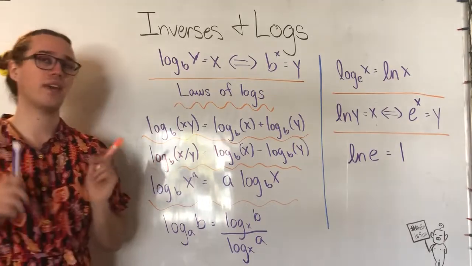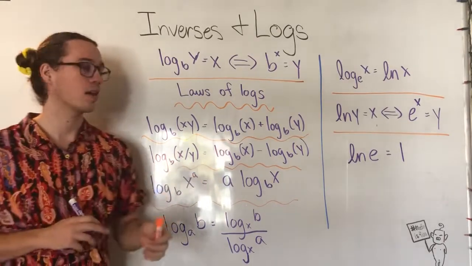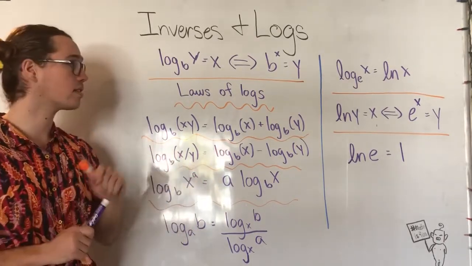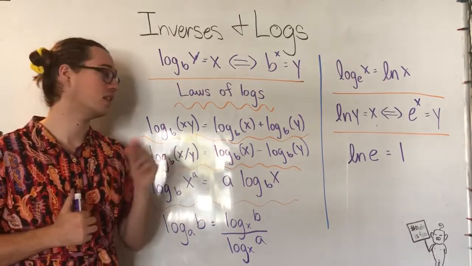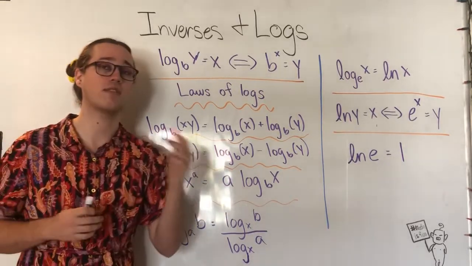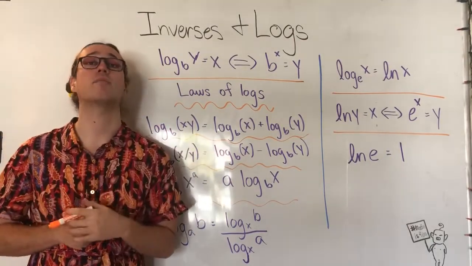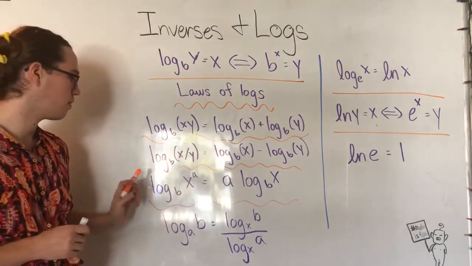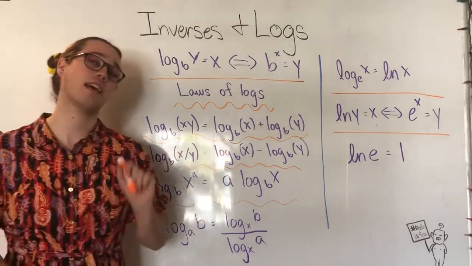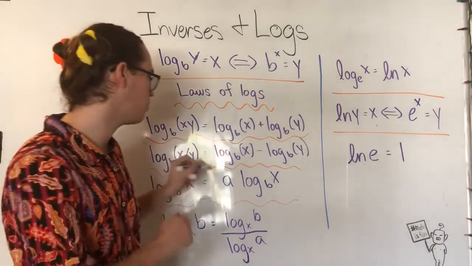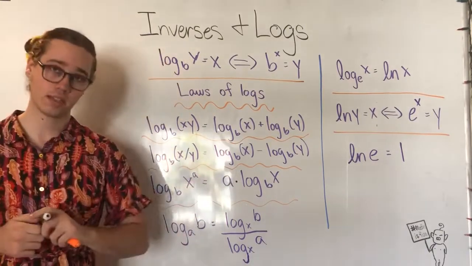Log base b of x times y is actually equal to log base b of x plus log base b of y. Log base b of x divided by y is log base b of x minus log base b of y. We then have log base b of x to the a power. That is actually equal to a times log base b of x.